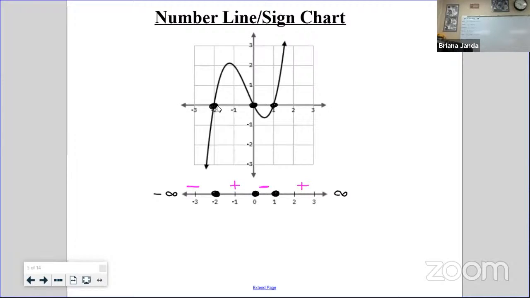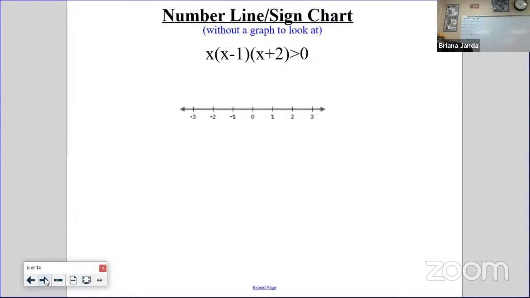Okay, so if we don't get to see the picture, how are we going to fill this in without having to go through all of that work? Here's how we do this. Given the polynomial, we will get it factored, which is why we continue to factor. So this one I factored into x times (x minus 1) times (x plus 2).